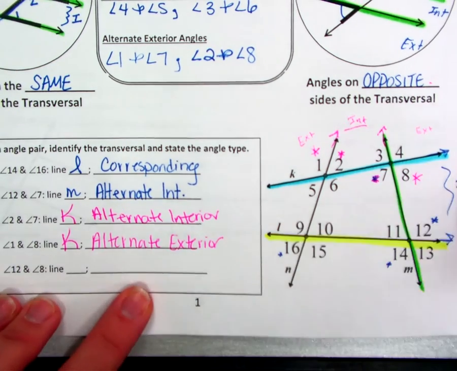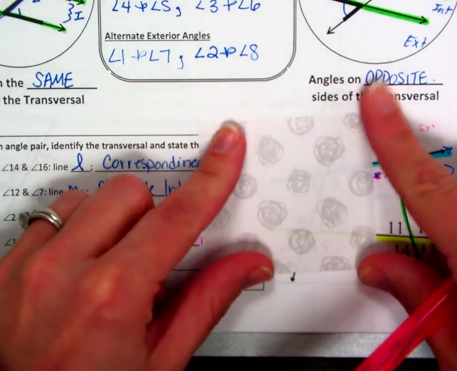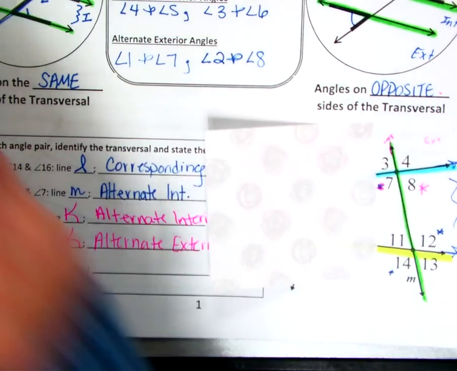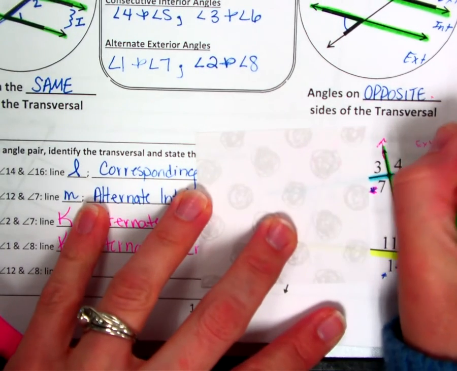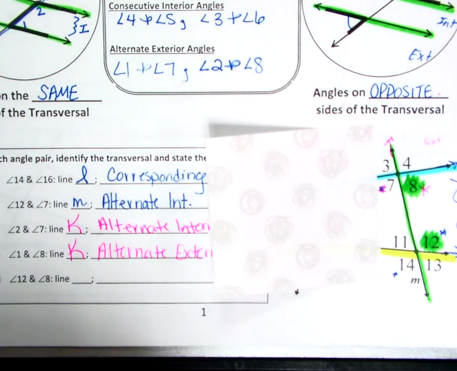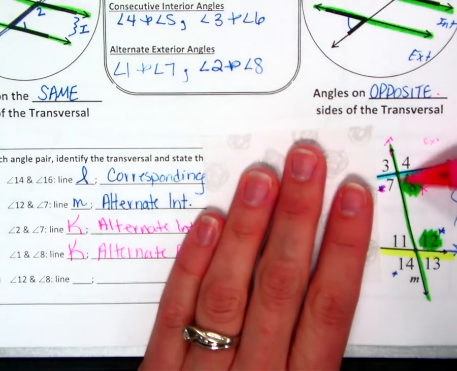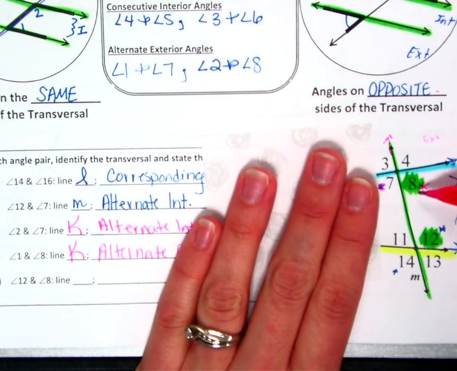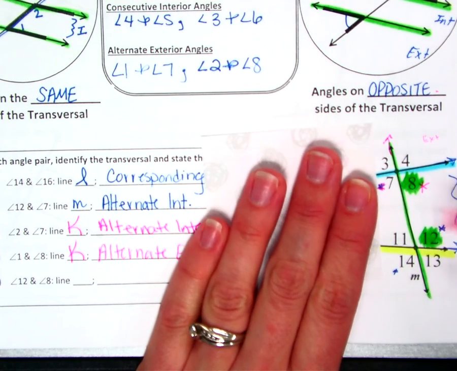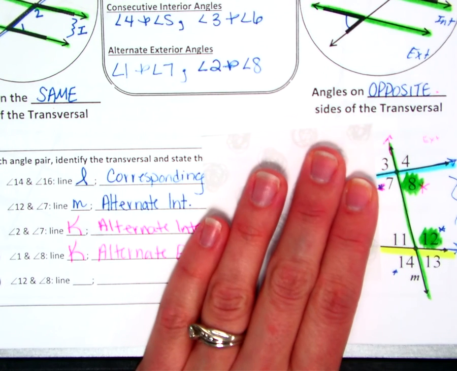And the last one's 8 and 12. Got a lot of colors going on here. So 8 and 12. Those are on the same side of my transversal. So my transversal is the one line that cuts the other 2. So they're both on the same side, the right side. So the question is, are they consecutive or corresponding?